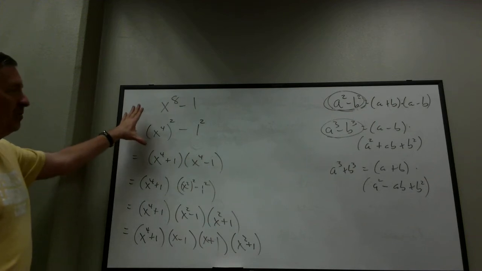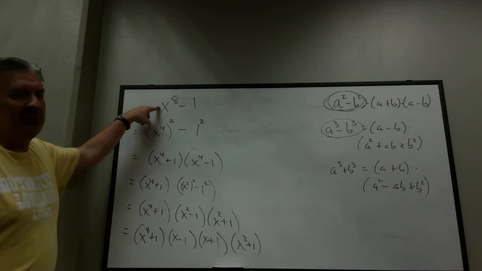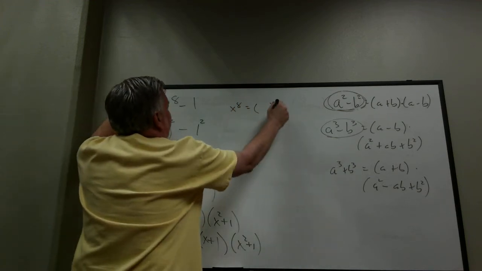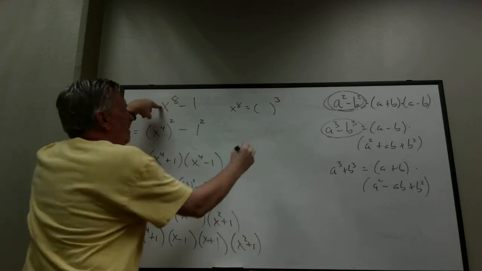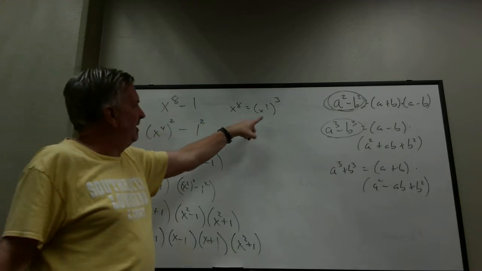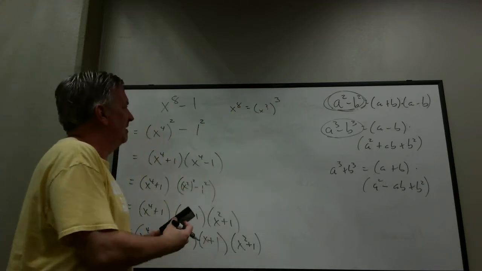Now let me go back to the original problem. I did it as a difference of squares. Could we have done this as a difference of cubes? Could you write x to the 8th as something cubed? Well, it wouldn't be an integer, because 3 times what is 8? That's going to be a fraction, so that's not going to do us any good.